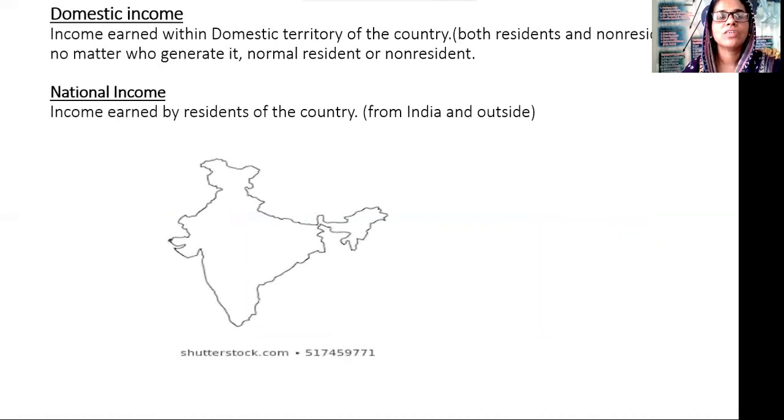Now, first of all, we have to know what is domestic income. Domestic income is related with the territorial concept. That is income earned within the domestic territory of a country, whereas national income means income earned by the residents of a country, whether it is from inside or outside. Suppose this yellow represents the Indians and blue represents the foreigners. The income earned from both is included in the domestic income, whereas when an Indian is earning income from outside, we add it in the national income.